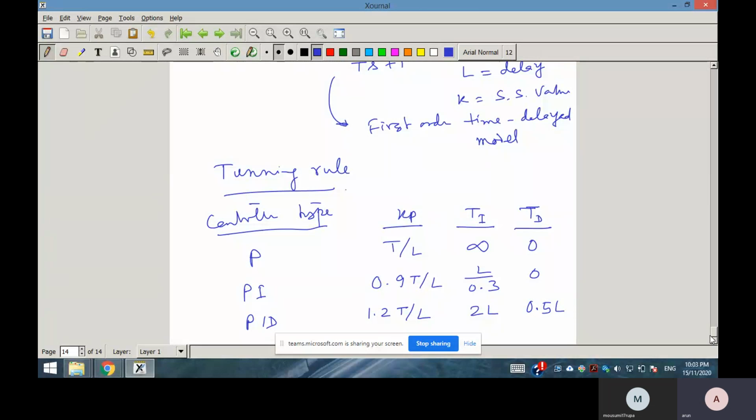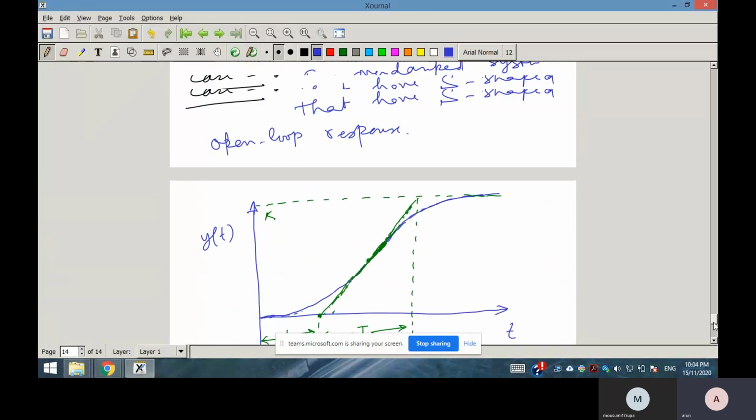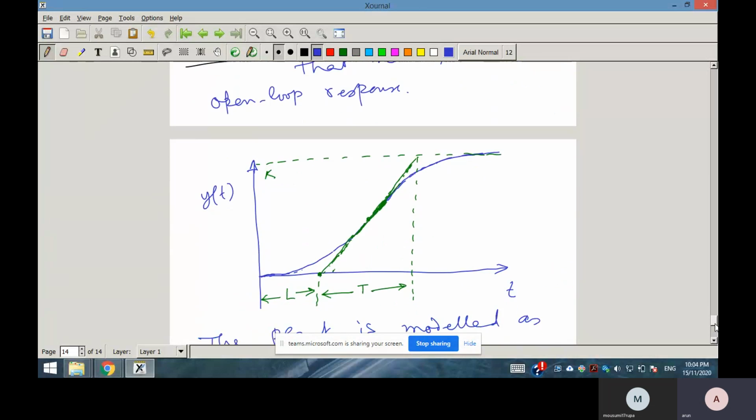Then from there some fine tuning can be done, which industrial practitioners do based on their experience. As we have seen, if you increase Kp, then the system will become a little bit fast, but it will become oscillatory. So all the trade-offs can be made, and you can tune so as to have the desired response. So this is about case one, that means systems whose input-output response has S-shaped characteristics.